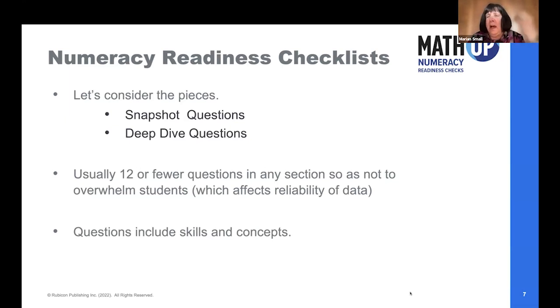So we've picked 12, 10, that sort of number of questions that we think would give you a good feel for what your student is bringing in. So it doesn't overwhelm the kid, you get reliable data. The other thing is that just like we do for everything else in MathUP, we ensure we look at both skills and concepts. Many of the screeners that are around only look at skills. You're going to see examples, so you're going to see the concepts as well, because we need to know if they are there as well.